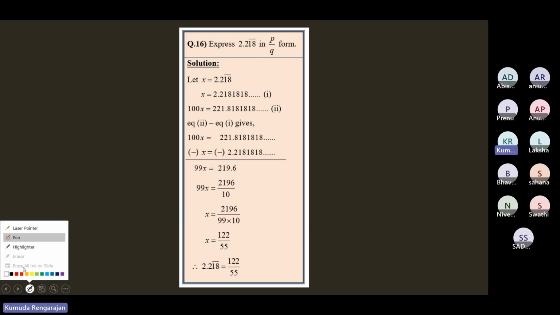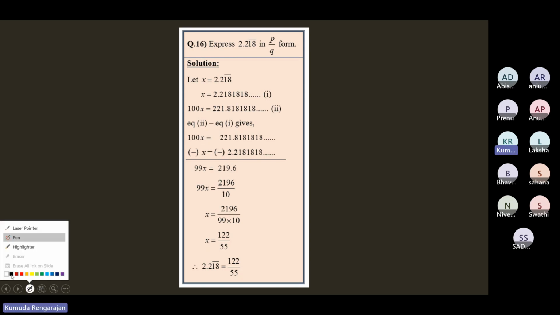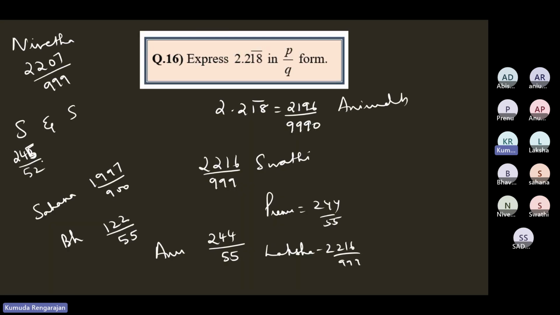This is the correct answer. Please check, all of you. Whoever got this, you're right. And those who have got a different answer, see if you have not simplified. That's all. So how many of you get this answer? 122 by 55. Bhavishya has got 122 by 55.